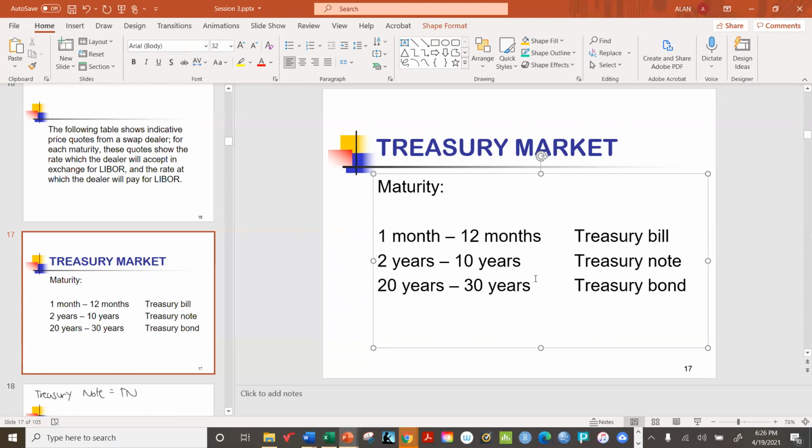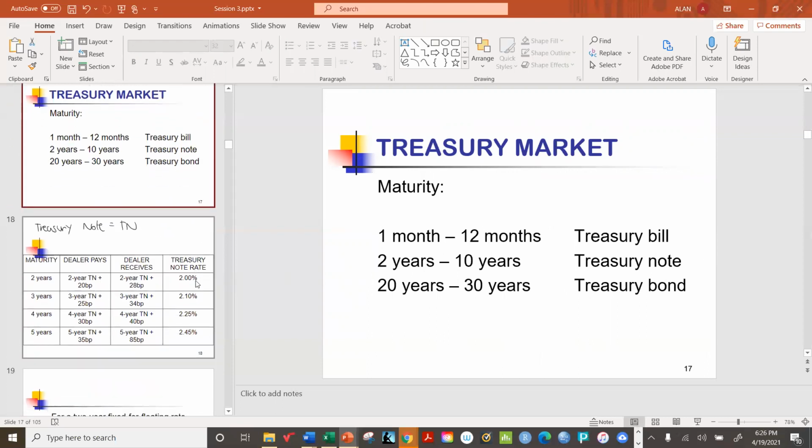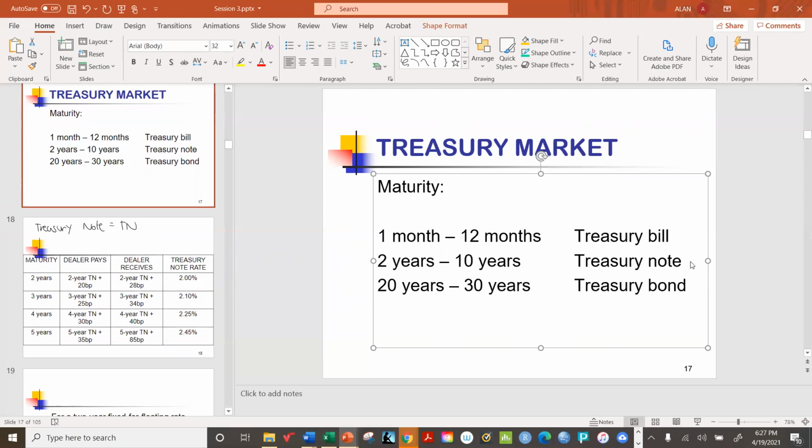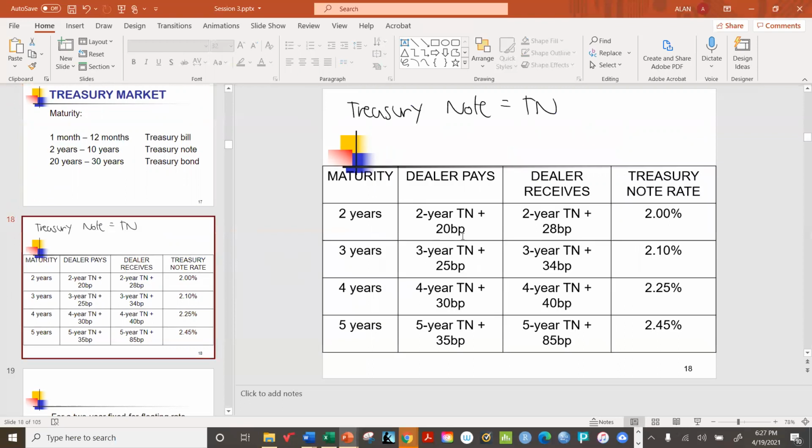So in this case, the examples that I'm showing you are for swaps that range anywhere from 2 to 5 years. So they're all tied to the treasury note yield on that particular day. So you might see something like this.